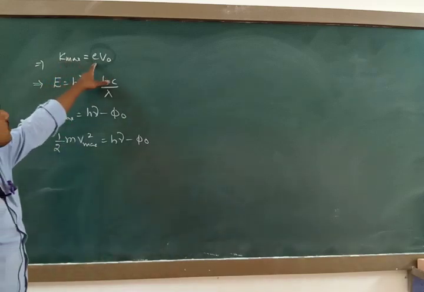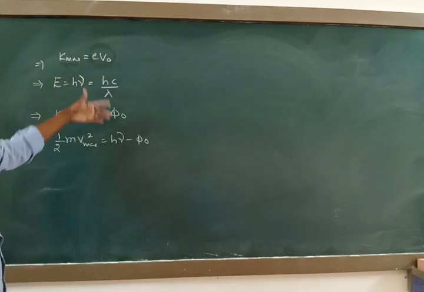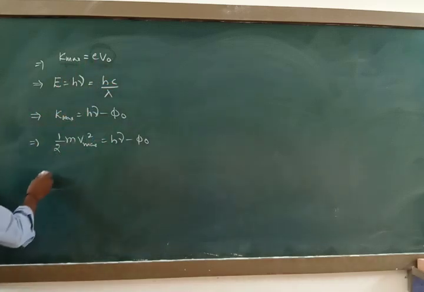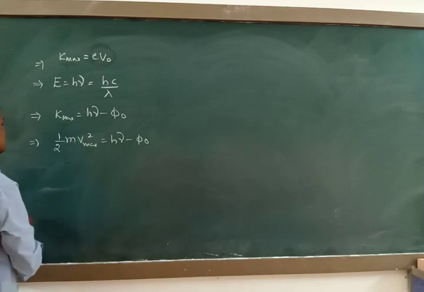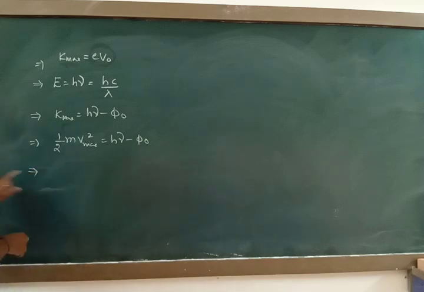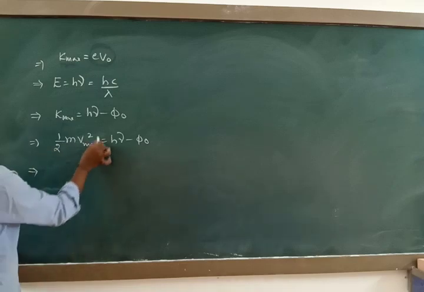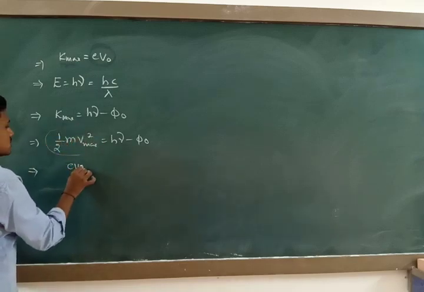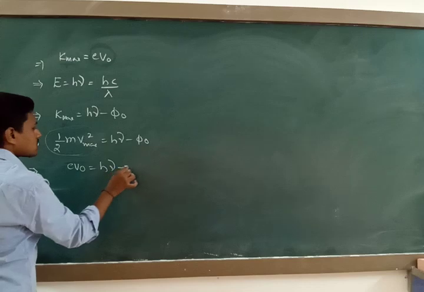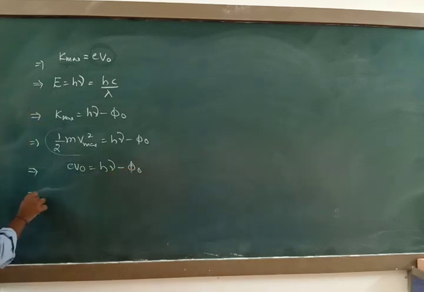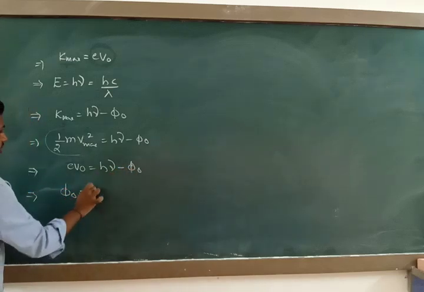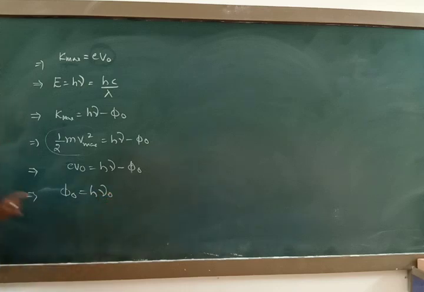So K max is equal to eV naught and E is equal to h nu, and this is Einstein's photoelectric equation. Further we can modify this equation. K max is equal to eV naught, so therefore we can also write this as eV naught is equal to h nu minus phi naught. And what is the equation for work function? The work function phi naught is equal to h nu naught, where nu naught is the threshold frequency.